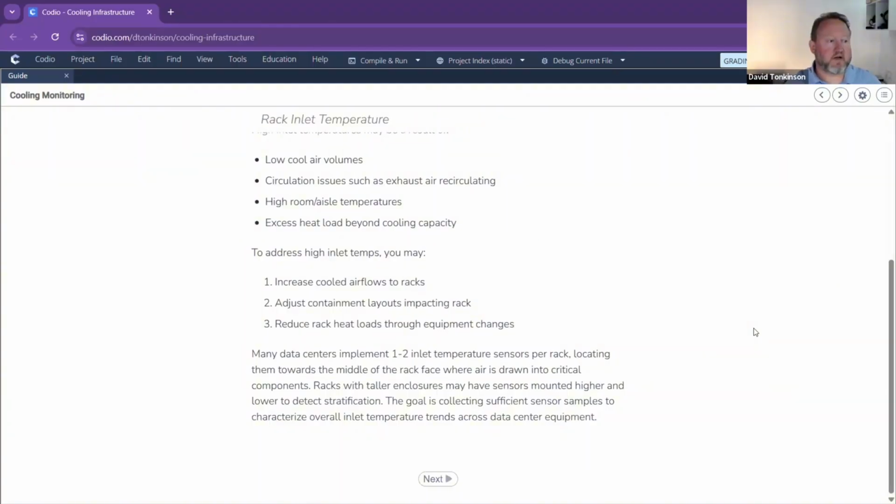And the traditional solutions are exactly what it says on the tin. Increase the air-cooled flow intake. Could be it's blocked. Could be someone's decided to put a box across the air conditioning intake or outlets, and that's causing some issues. We can adjust the containment layout, which is our layout for our systems. Is the containment layout correct? Is it making the most of it? Many data centers implement one to two inlet temperature sensors per rack. Depending on how important it is for you in terms of keeping that temperature correct, imagine that one to two per rack.